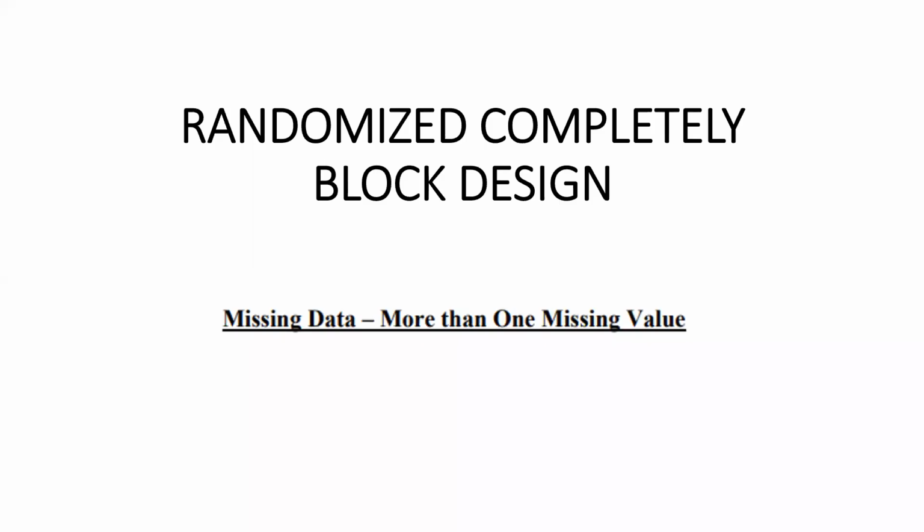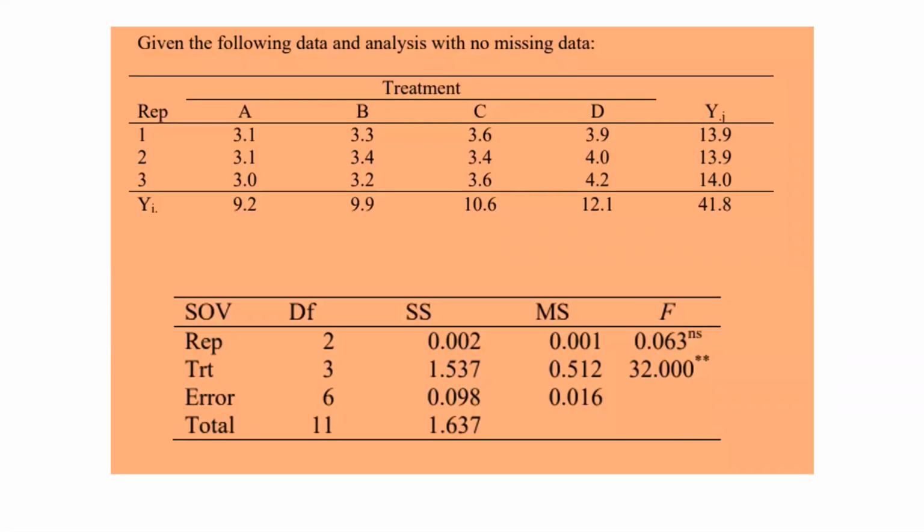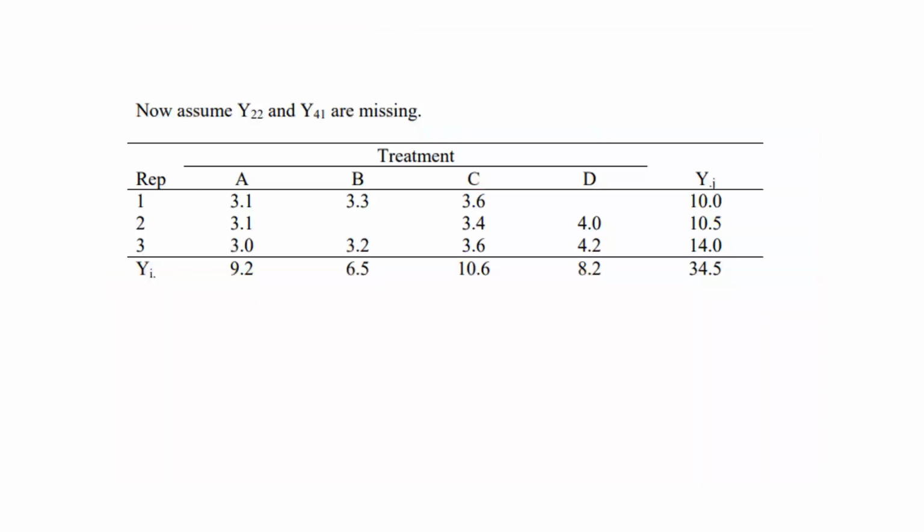Now we're going to discuss randomized complete block design with more than one missing value. We have already discussed the RCBD model with one missing value. Here we are going to discuss how to handle an RCBD model with more than one missing value. Here you have a complete case, so finally, at the end of this discussion, you can compare your adjusted data calculations with the original data set.